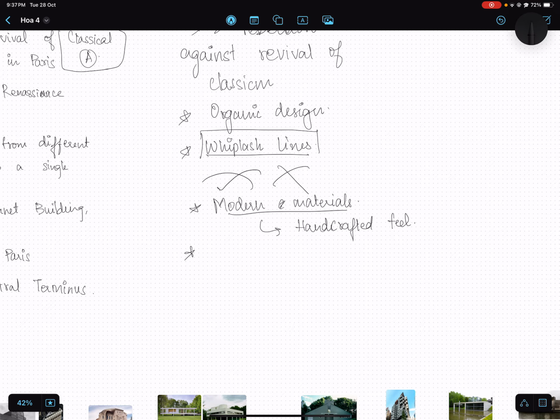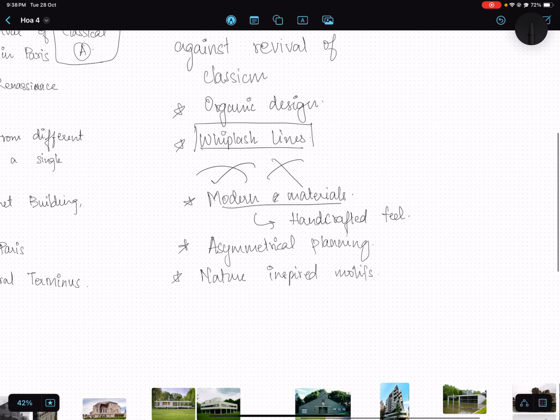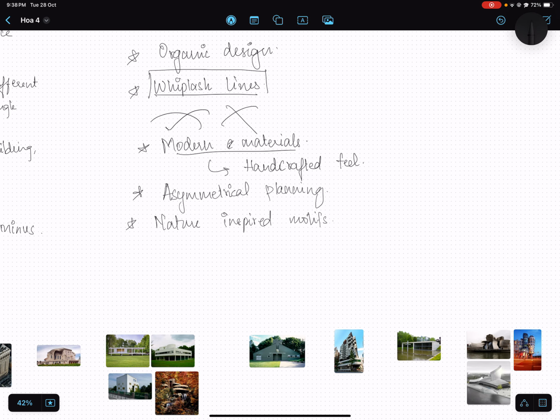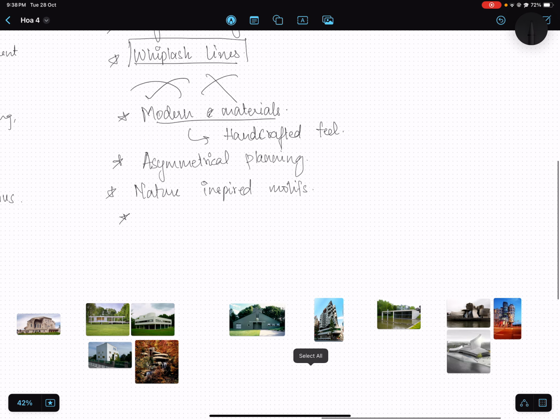Their planning was not just sticking to symmetrical. They used a lot of asymmetrical planning. Their motifs were a lot nature inspired, nature-inspired motifs, and mostly they had whiplash lines.